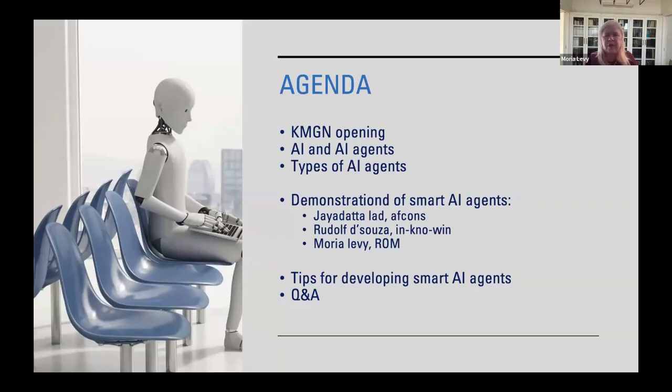So we will see. I see that I have a mistake here. Agents should be with capitalized letters. So we have Jayadatta and Rudy. I'll give a short opening on AI agents, and we'll speak about types of AI agents. We'll see 3 demonstrations, and I'll also demonstrate one of the things that we did with one of our customers. At the end, we will have a session sharing some tips for developing smart AI agents. And if we still have time at the end of all this, we will answer questions or hear the comments of the audience.